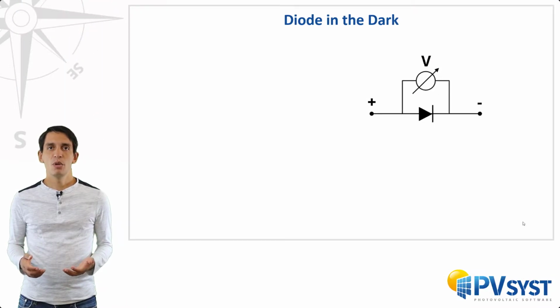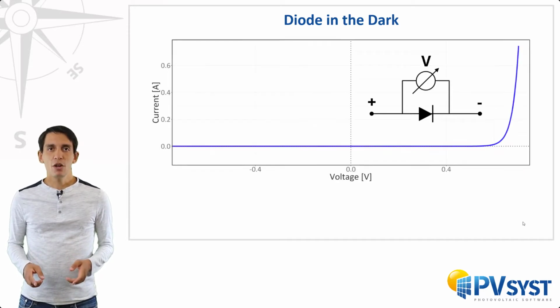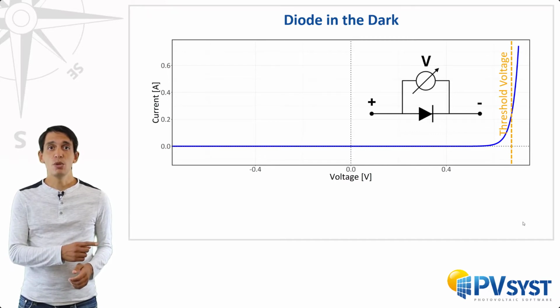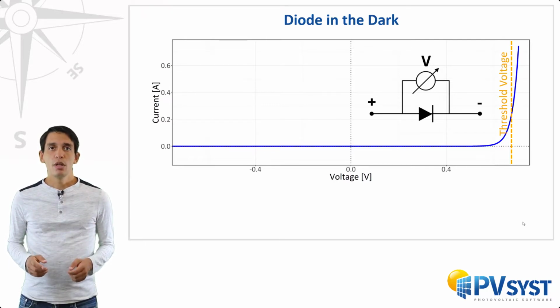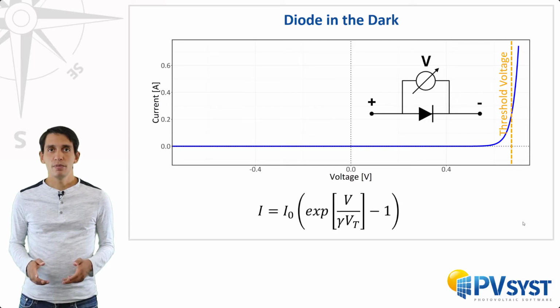Let's start with the behavior of a diode in the dark. This is the symbol for a diode used in circuit diagrams. The IV curve of a PN diode looks like this. Voltages below a certain threshold result in very little current flow, but for voltages above this threshold, the current rises exponentially. We can model the IV curve of a diode using the Shockley equation.